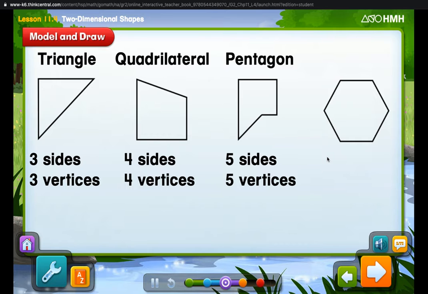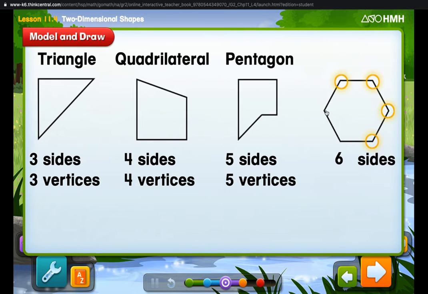How many sides and vertices does this shape have? Start by counting the sides. All right, so we got 1, 2, 3, 4, 5. How many sides are there? 6. So we have 6 sides. Excellent! There are 6 sides. Now count the vertices.